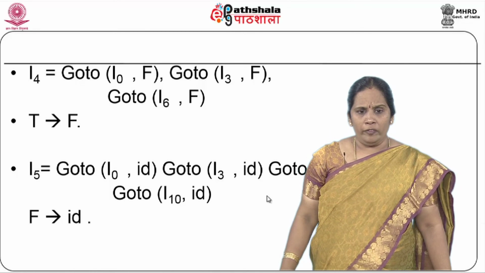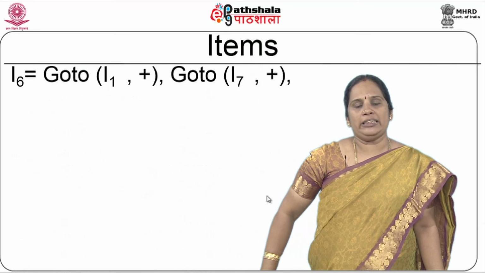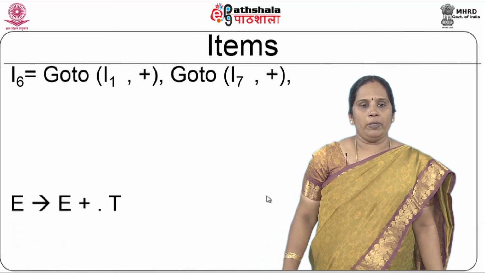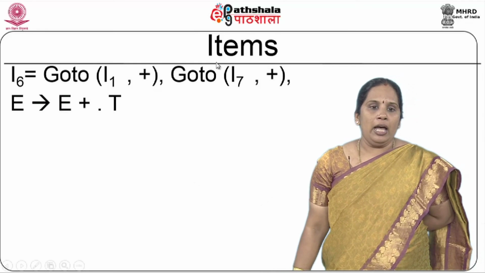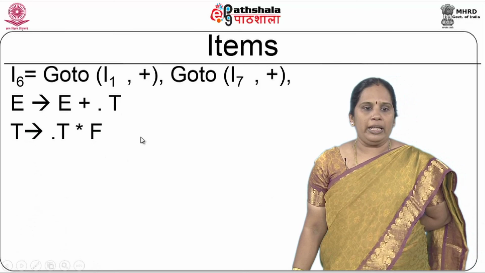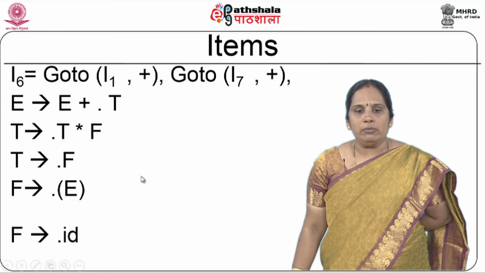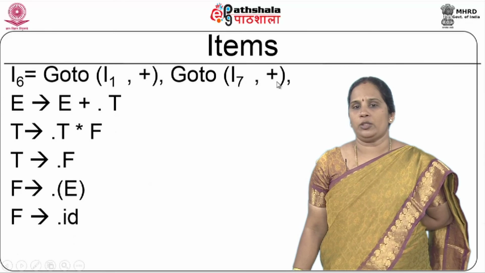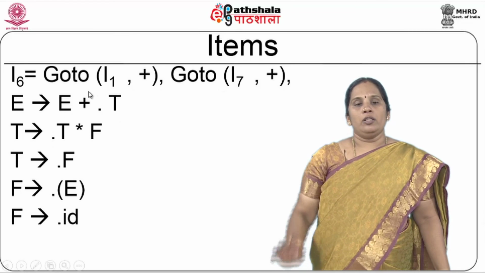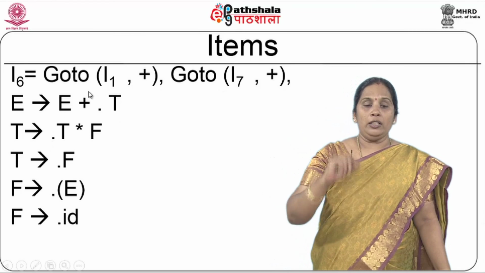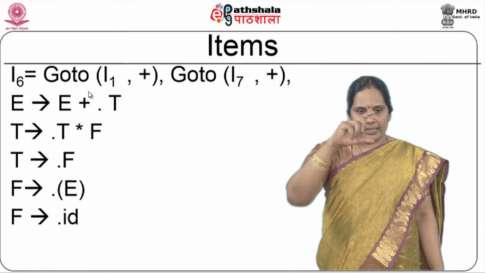Now, if you consider again here, I6 will be I1 comma plus as well as I7 comma plus. I1 comma plus is what? Just shifting it by one position. E produces E plus dot T, and then I have to add the productions of T and then the productions of F, etc. And this will be the same set if you get I7 comma plus also. That is, Goto of I7 comma plus will also result in the same set. So you have to keep on repeating until no more new productions can be added to the item set. So I6 is now this set.